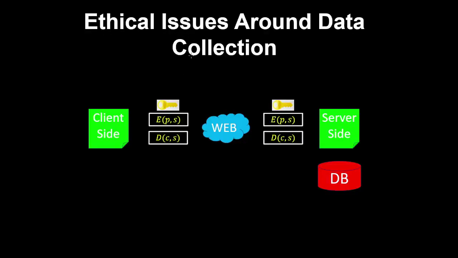Let's look at some of the ethical issues around data collection. So we've seen array lists and other data structures we used to store and read data. This data could have been sensitive data, like the name of a person, date of birth, and so on. And these are typically stored in databases by Java applications.